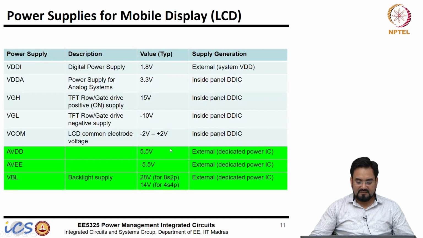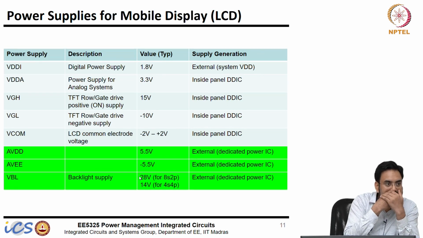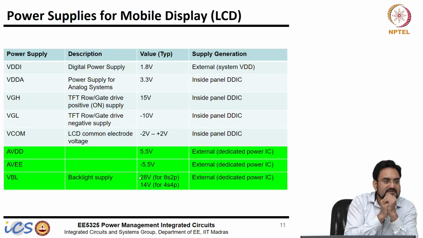Then you have two voltages, 5.5 and minus 5.5 volt, and then you have the backlight supply which drives your backlight LEDs. It could be anything. VCOM is not switching.